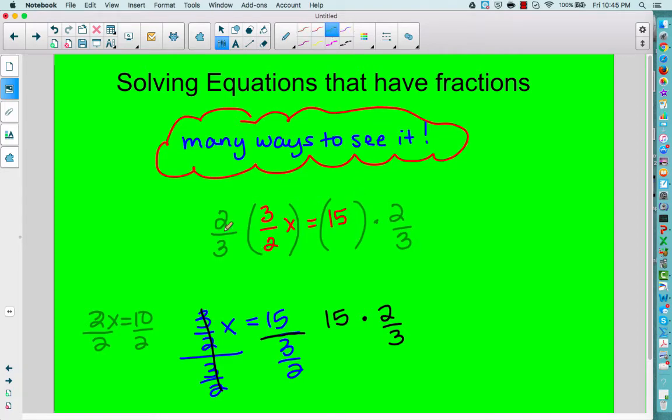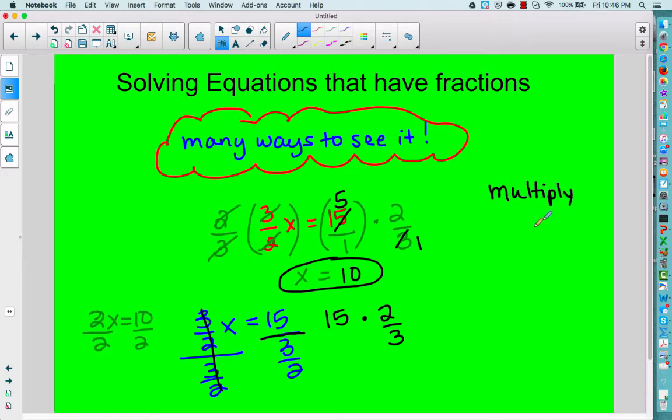What happens on the left is that the 2's cancel and the 3's cancel to the number 1. So you're left with x. On this side, you can put 15 over 1, and then you can simplify. 3 goes into itself once, 3 goes into 15 5 times, and then 5 times 2 is 10. So that's one way to solve an equation with fractions, by multiplying by the reciprocal. But you can only do that if it's just one monomial or expression equaling one monomial or expression.